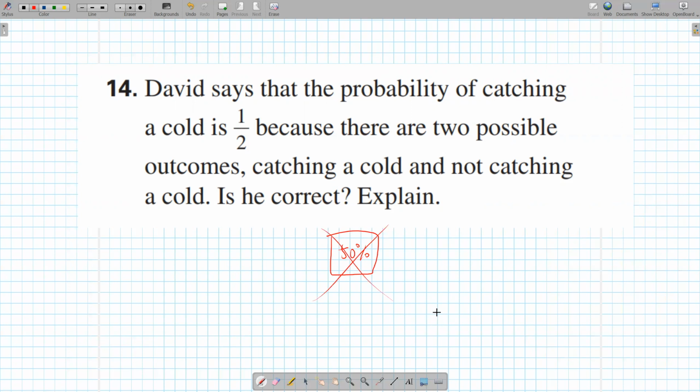So why is this not true? Because there's more than 2 outcomes, right? Or there are other factors that affect you getting sick. There's a million possible things that can affect you getting sick or not. So no, this is just a very black and white way of thinking, and unfortunately for him, that is not true.